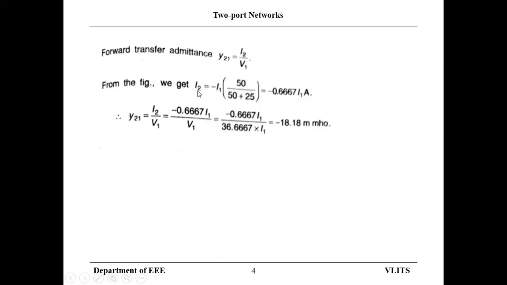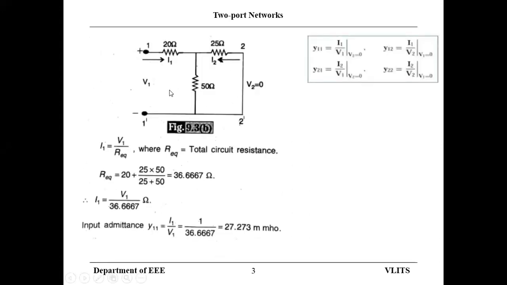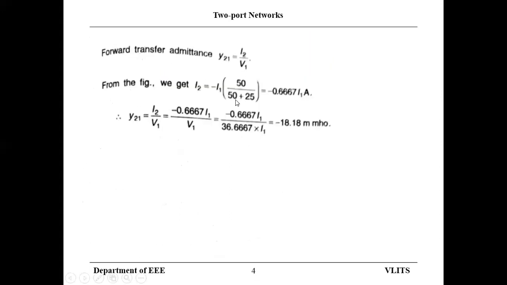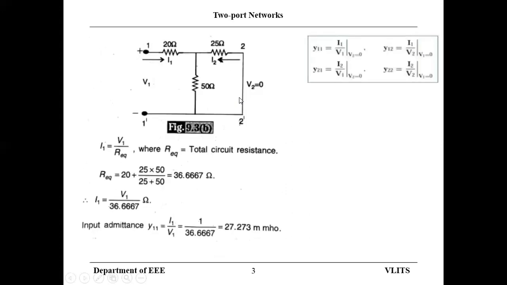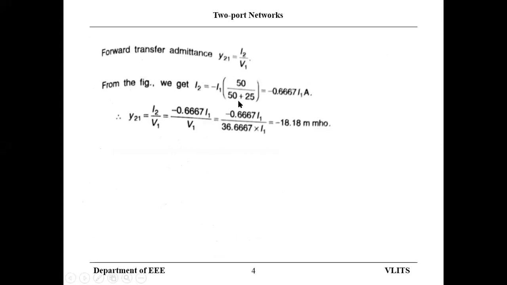Why are we making 50 here? What is the current division rule actually? Suppose this is the total current I. Then I2 is equal to I into R2 by R1 plus R2, that is 50 by 25 plus 50. Then you can get I2 in terms of I1.